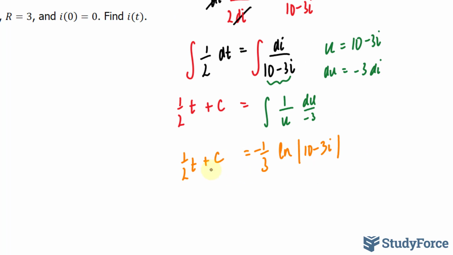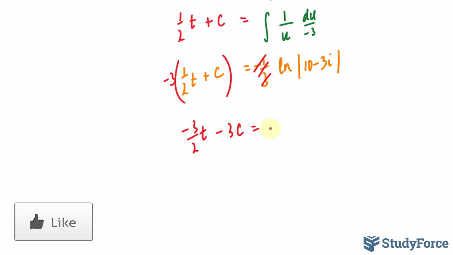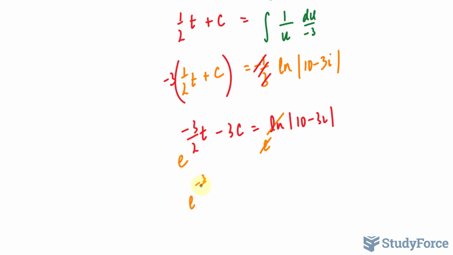At this stage, we want to solve for c, and to do that, we need to at some point replace this I with 0 and this t with 0. The first thing that I will do is multiply both sides by negative 3, because by doing that, this goes away. And this becomes negative 3 over 2 times t minus 3c. And on the right side, we have ln absolute of 10 minus 3i. Then what I'll do is raise both sides to the base of e, because that will eliminate the ln if I do that. And over here, we have e to the power of negative 3 over 2 times t times e to the power of negative 3 times c is equal to 10 minus 3i.